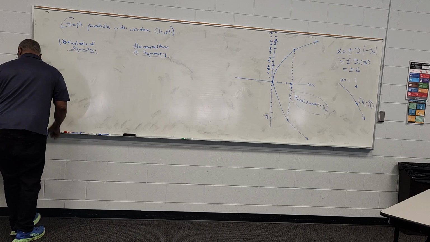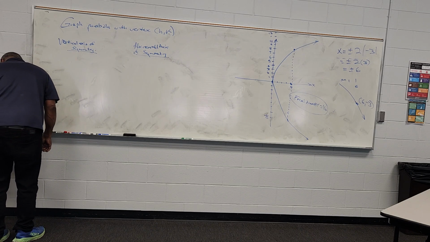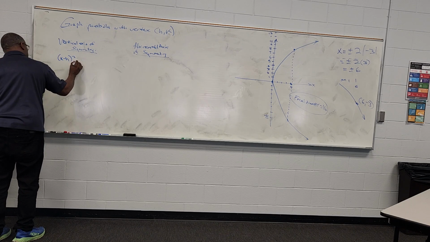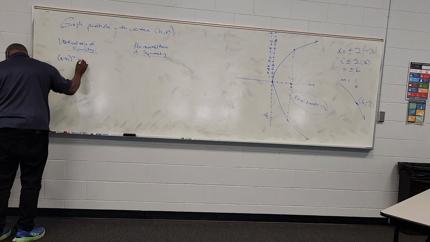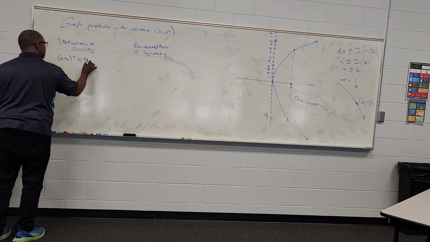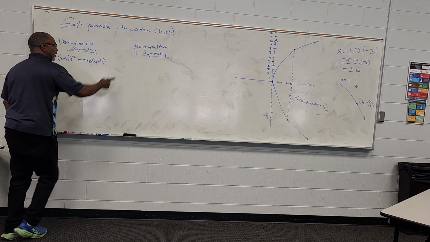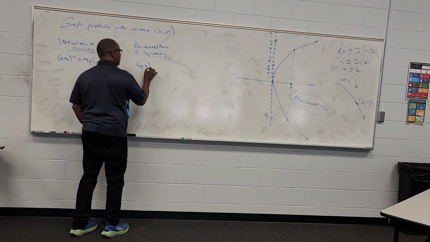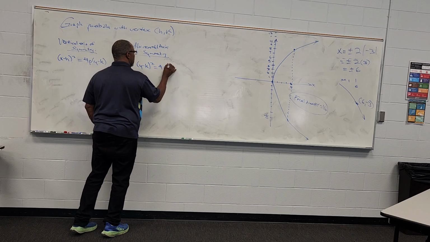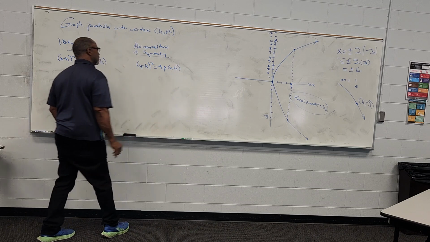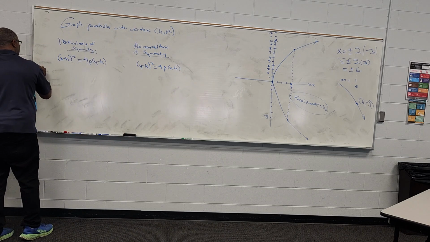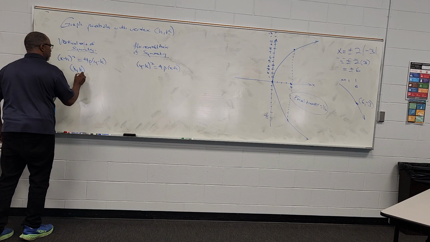Okay? So if you have a vertical axis of symmetry, the equation becomes (x minus h) squared equals 4p (y minus k). If you have a horizontal axis of symmetry, the equation becomes (y minus k) squared equals 4p (x minus h). Okay? Well, the vertex, just like we did before, will be (h, k) in both cases.